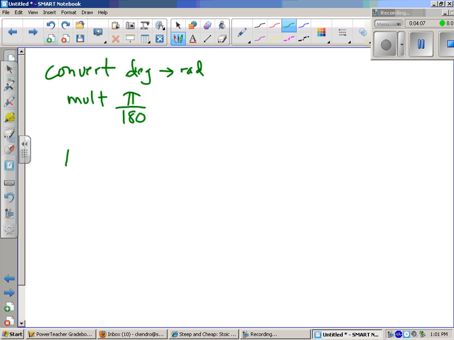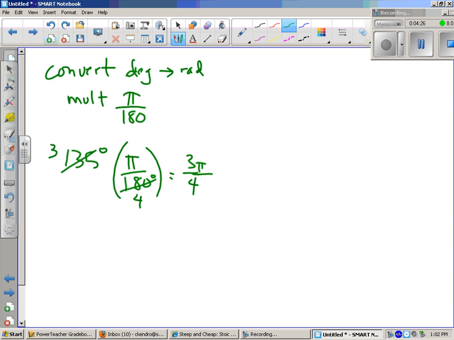So let's do a couple examples. So I have 135 degrees. I want to convert to radians. So multiply by pi over 180. You can do that on your calculator, or you can simplify. I know 45 goes in there and 45 goes in there. So 3 pi over 4. And please put the 3 and the pi on the top. Don't put pi out to the side. It'll make more sense if you keep it together.